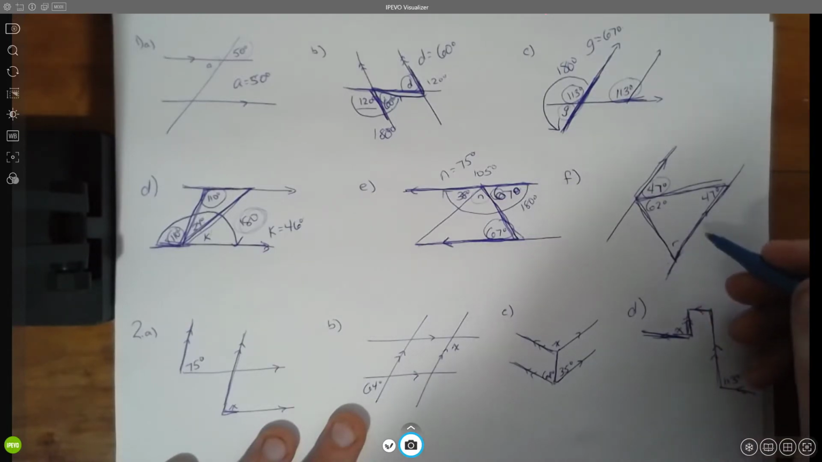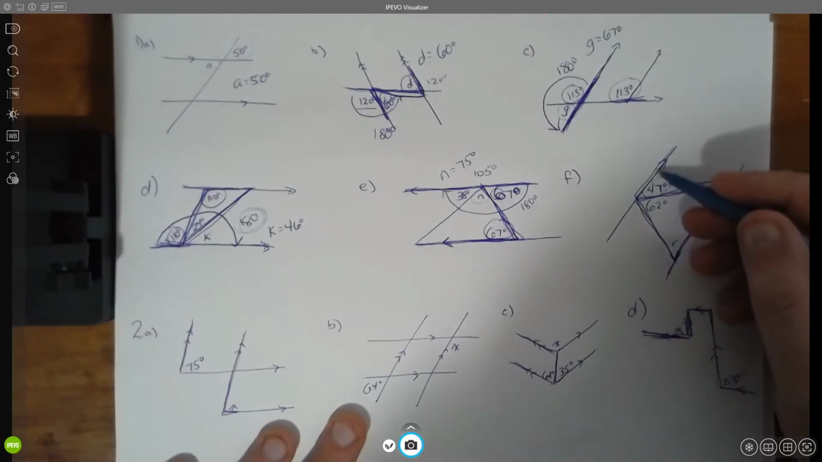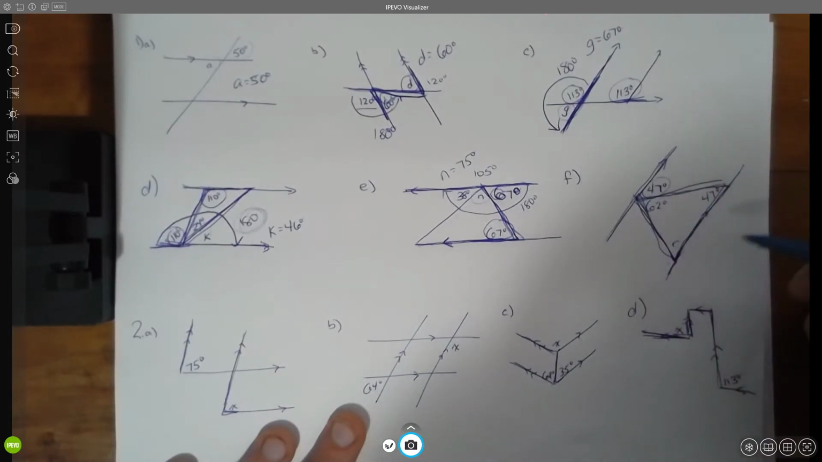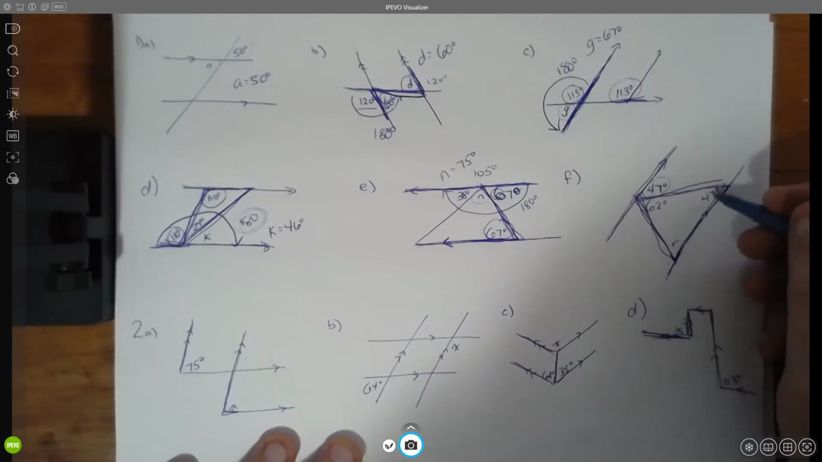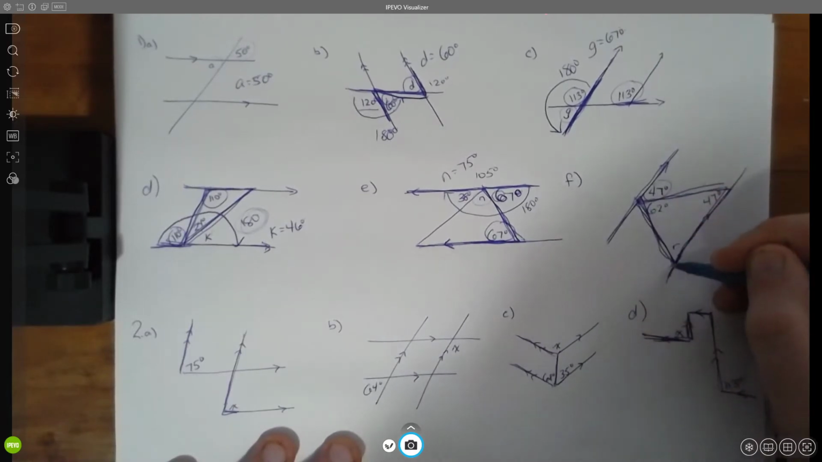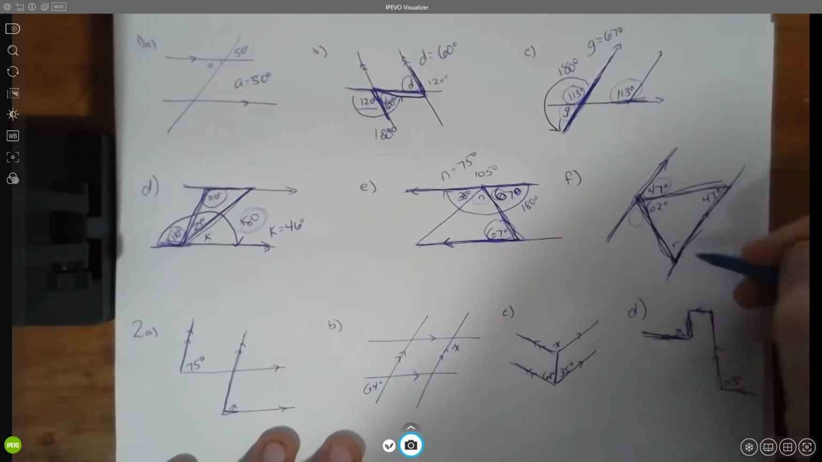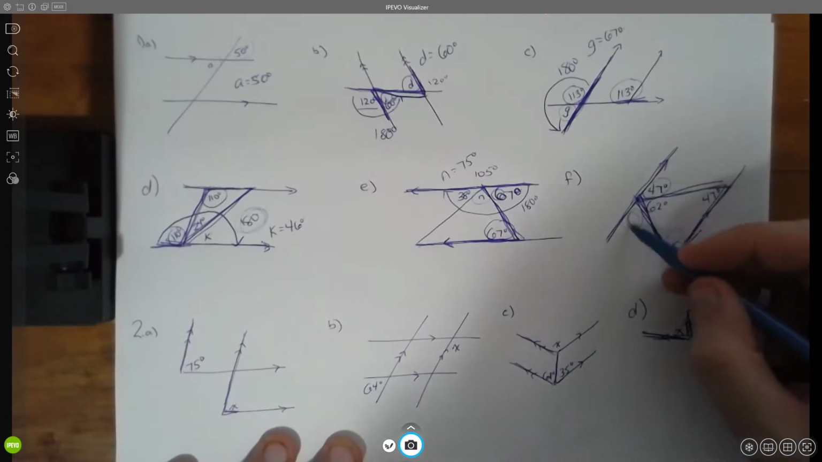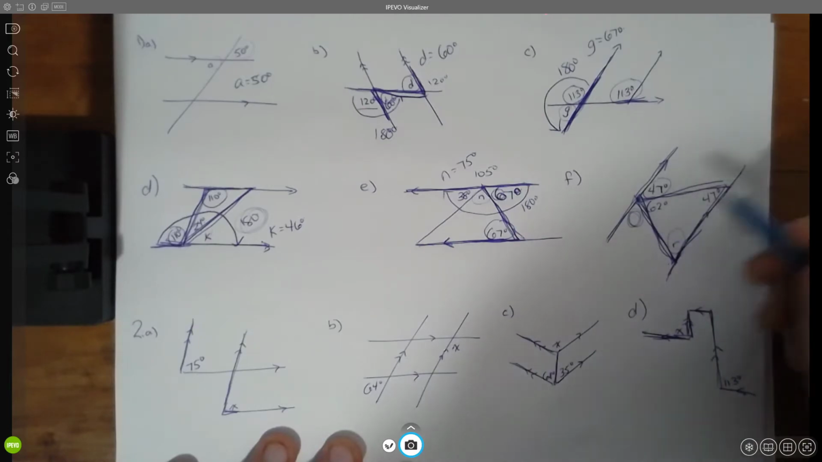Now there's two ways I could solve this. I could make a different Z pattern here, or I could use my properties of a triangle. So if I did this different Z pattern here, 1, 2, 3, that means that this angle is the same as this angle, which just means that this plus this plus this equals 180.